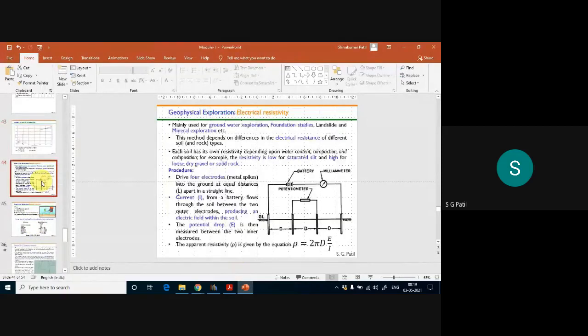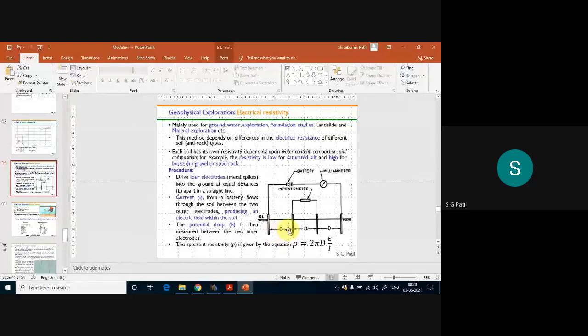So the next method was the electrical resistivity method. In the electrical resistivity method, we will drive four metal rods. Through the outer two metal rods we will pass the current, and then we will see how much potential drop is happening across the inner two electrodes. By measuring the potential drop and the current, I can calculate the resistivity of the soil strata.